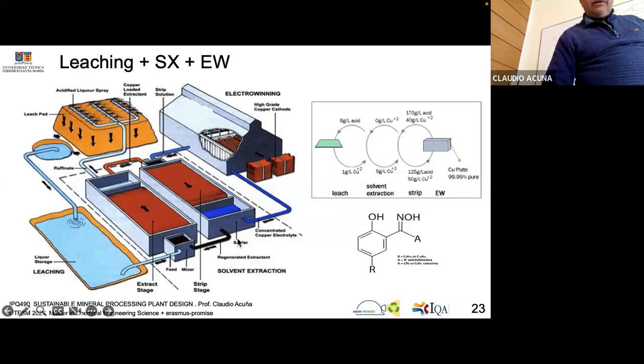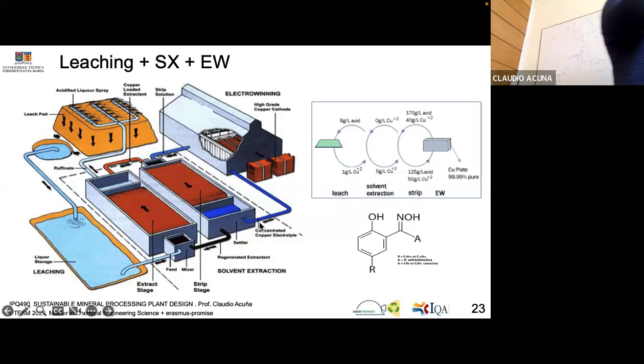But listen up here. The solution that contains copper goes to electrowinning, in a process which is really hot. You put in steam to heat up the process. And just having 1 degree, 2 degrees for 10 cubic meters per day is a gigantic amount of steam that you need.